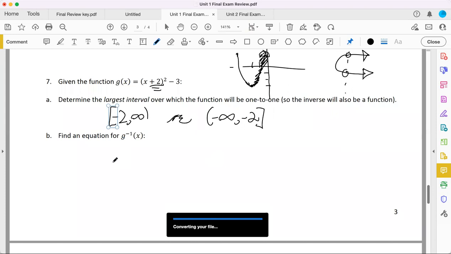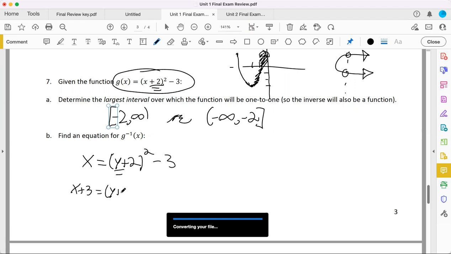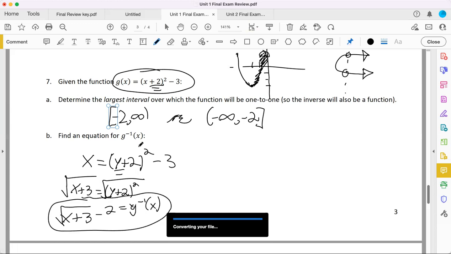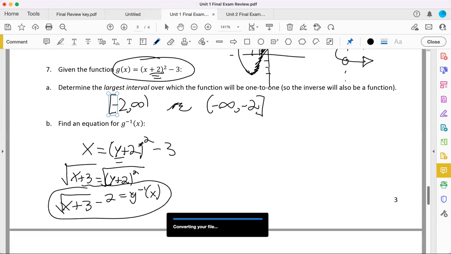We'll do a quick inverse. So pretty much switch these variables. You have x now equals y plus 2 squared minus 3, and then just solve for y. So add 3. Take a square root. And you now get square root of x plus 3. Then deduct the 2, and this now equals g inverse of x. Luckily, nothing in this case was already labeled y, so this is kind of a safe move. So square root of x plus 3 and then -2 after that.